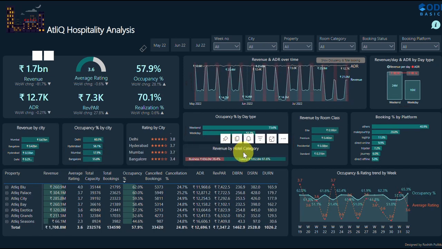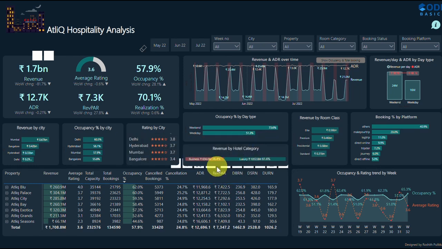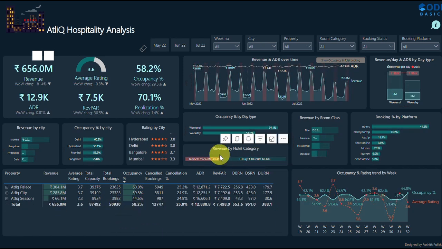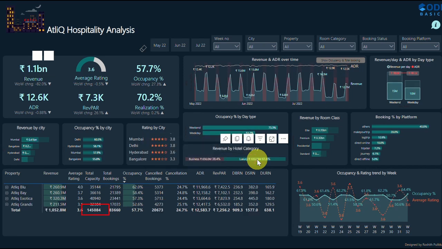Next, this visual illustrates the revenue distribution by hotel class, differentiating between business and luxury hotels. We can see that 61.6% of the total revenue comes from luxury class. Correspondingly, the capacity in luxury class is also proportionally higher. This suggests that the potential within the business class segment might not be fully explored.